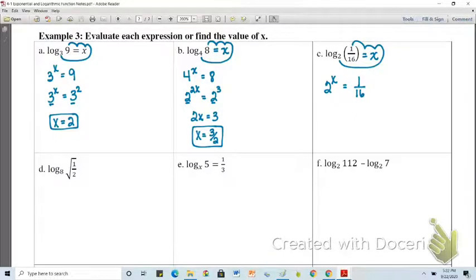So first thing I want to do is get a common base. 2 is the smallest base. There is no other base I can use. So how can I rewrite 16? So 16 is really 2 to the 4th.